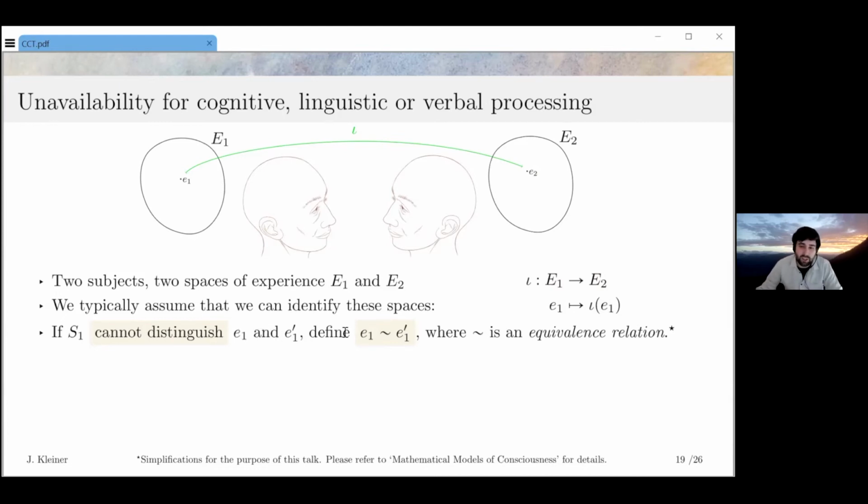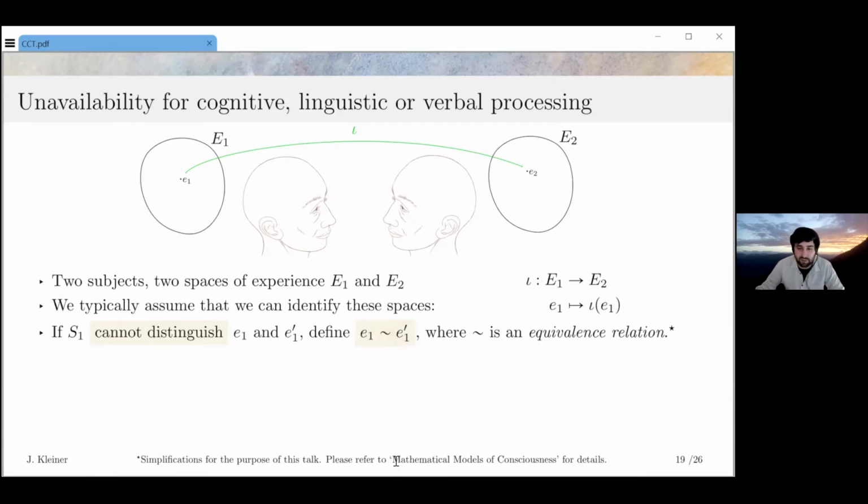And in order to model that, for the purpose of this talk, we will just assume that if Hiro cannot distinguish state of consciousness E1 and E1 prime, we'll just put them into an equivalence relation. And we'll define that equivalence relation, denoted by this tilde here. That's a simplification for this talk. So I tried to put it very simply.